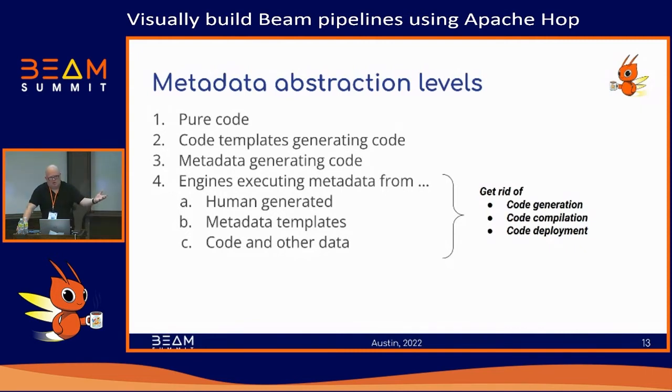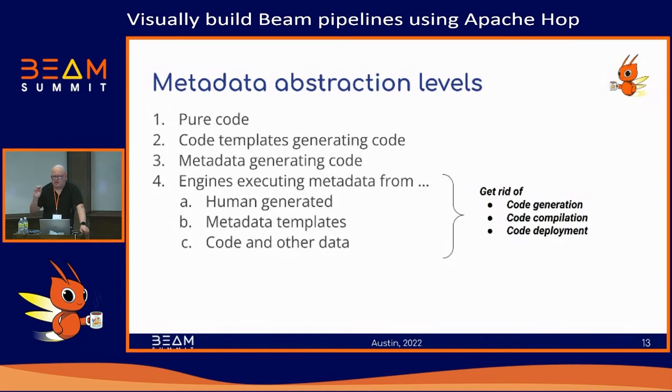And then the next logical thing, logical or not, depending on your taste, are engines that execute metadata without generating any code. And Kettle, Informatica, and Apache Hop are part of this group of tools. So the metadata either can be entered by a human in a graphical user interface, or using metadata templates, or using code or other data, right? So with an SDK.